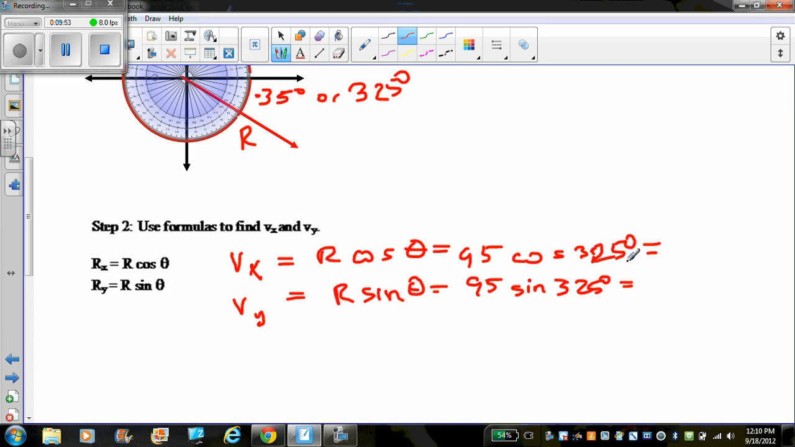Okay, now I get out my trusty calculator, make sure it's in degree mode, type in those values, 95 cosine 325, 95 sine 325. For my horizontal value, I get 77.8, and that was kilometers per hour, so we maintain the same units. In the vertical, I get negative 54.5, and the same units, kilometers per hour.